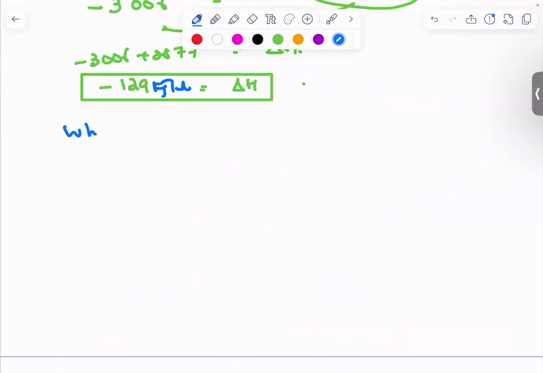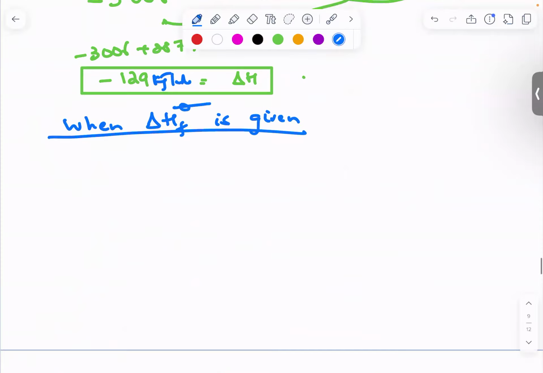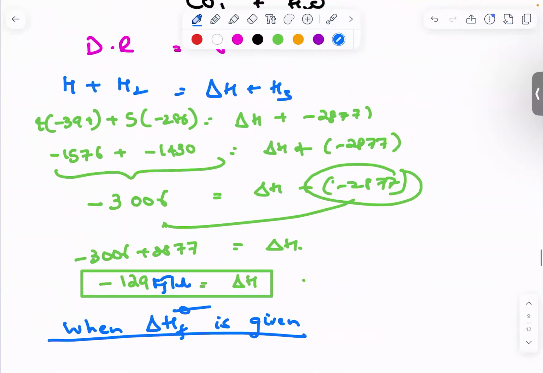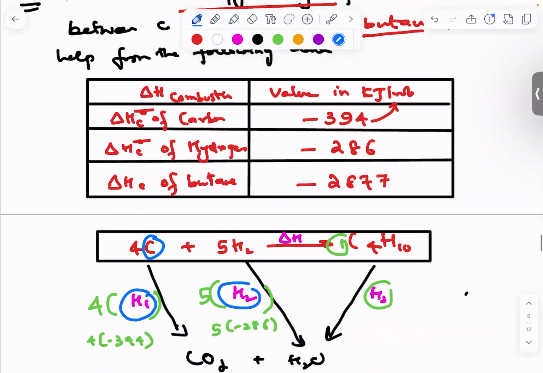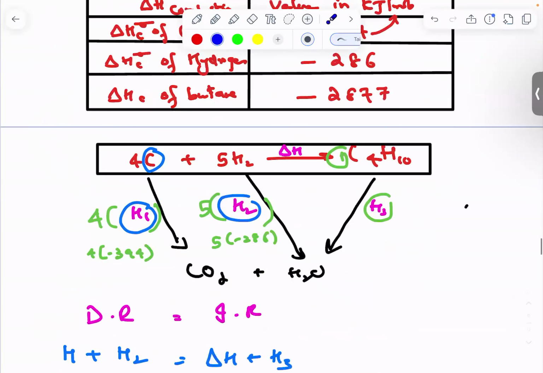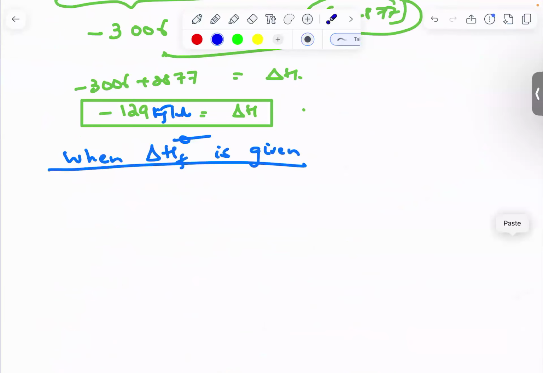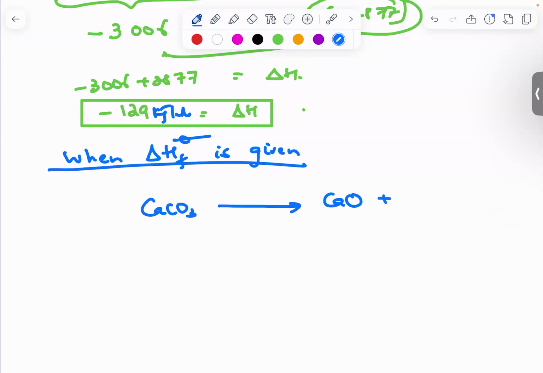Now I'll write when standard enthalpy change of formation data is given. The data which would be given to us would be of formation. First of all, we need to form the compound by the given equation. The equation given to us is calcium carbonate, arrow, calcium oxide plus carbon dioxide. This is the decomposition reaction, that 1 mole of calcium carbonate decomposes into calcium oxide and carbon dioxide. We need to find delta H is equal to question mark.